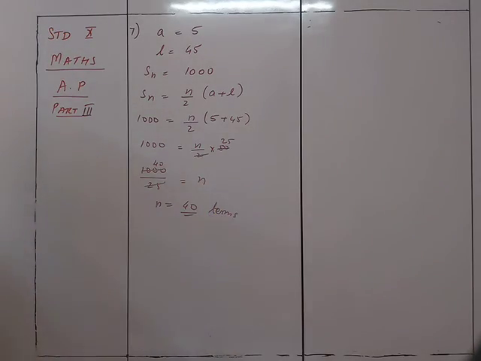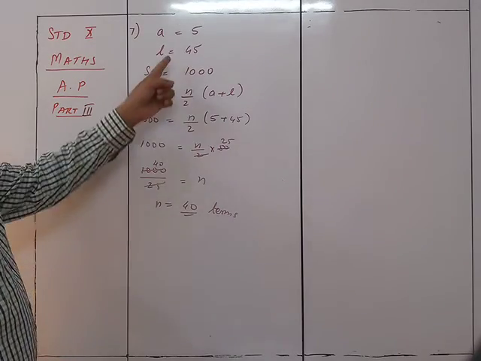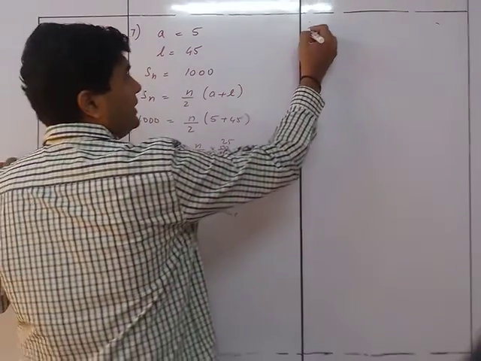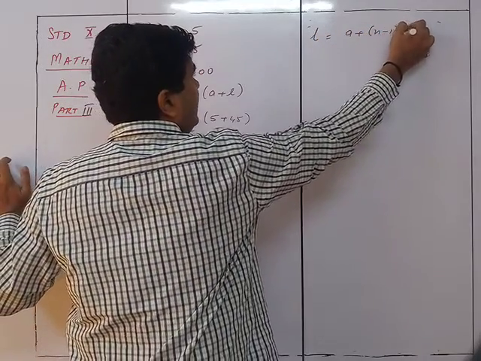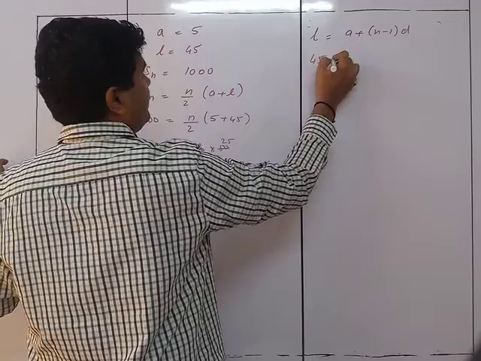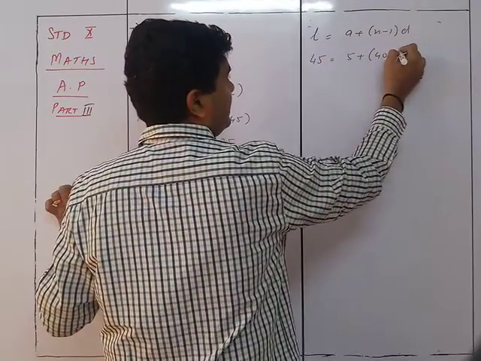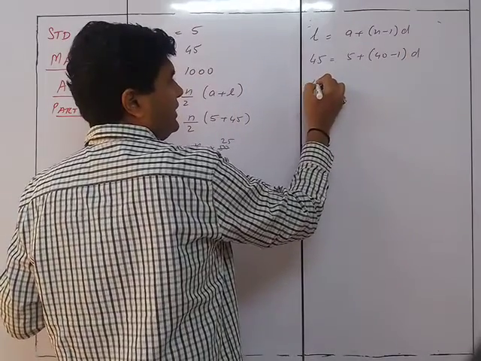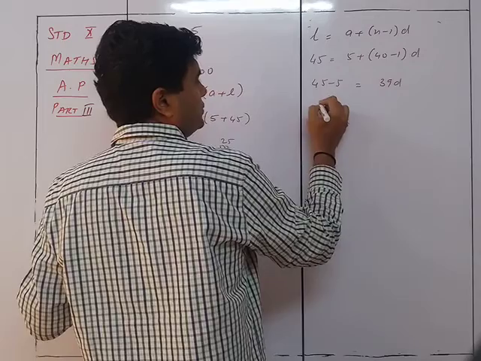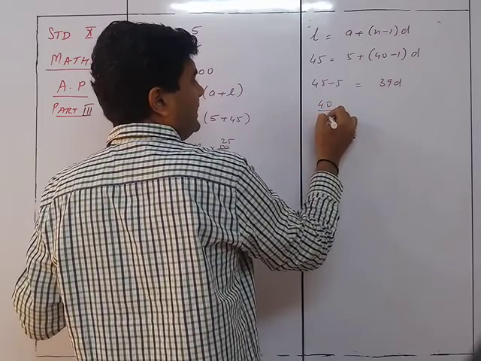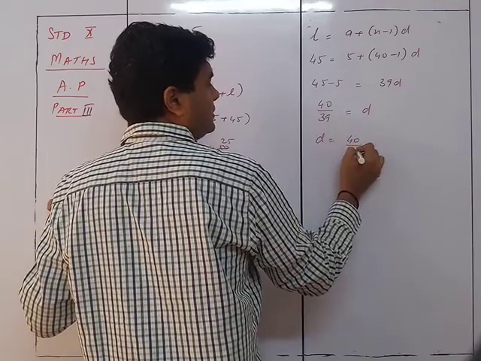The next thing I want is the D, so I can use this directly. I know that the last term is equal to A plus (N minus 1) into D. So 45 is equal to 5 plus (40 minus 1) into D. So 45 minus 5 is equal to 39D, so 40 upon 39 is equal to D. So D is equal to 40 upon 39.